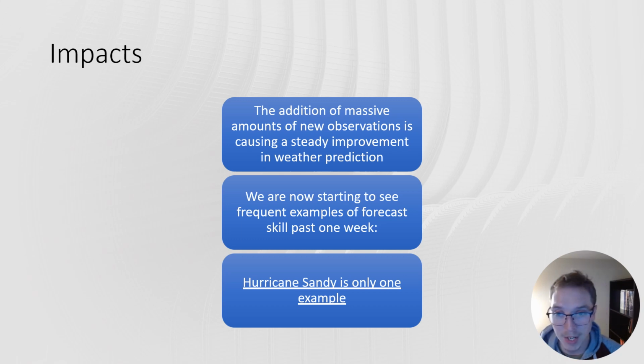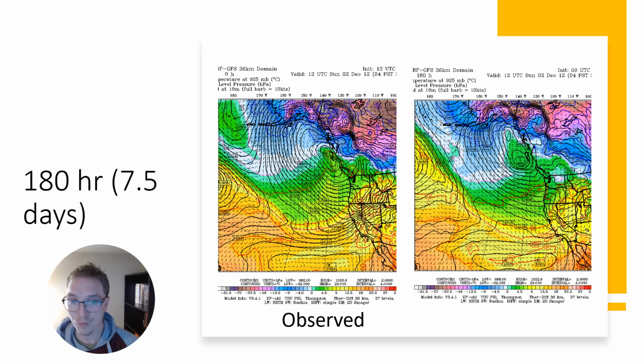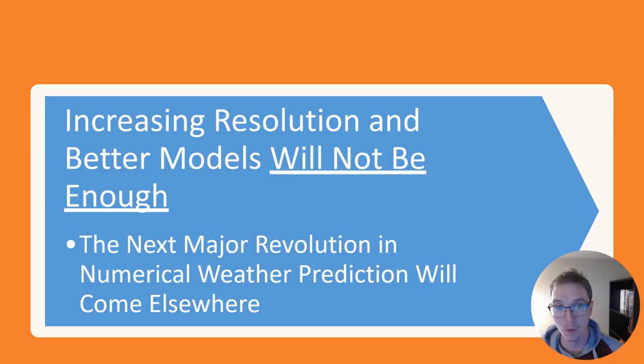And as far as impacts go, the addition of massive amounts of new observations is allowing us to improve our weather prediction capabilities. We're now starting to see frequent examples of forecast skill past 1 week. Hurricane Sandy is just one example, and that was from 2012. Where we are now is just continuing to improve. Here, we're looking at observed versus forecast systems for this area off the West Coast. This is 7.5 days in the future, and they match up pretty well with what ended up happening. And this is only going to improve.